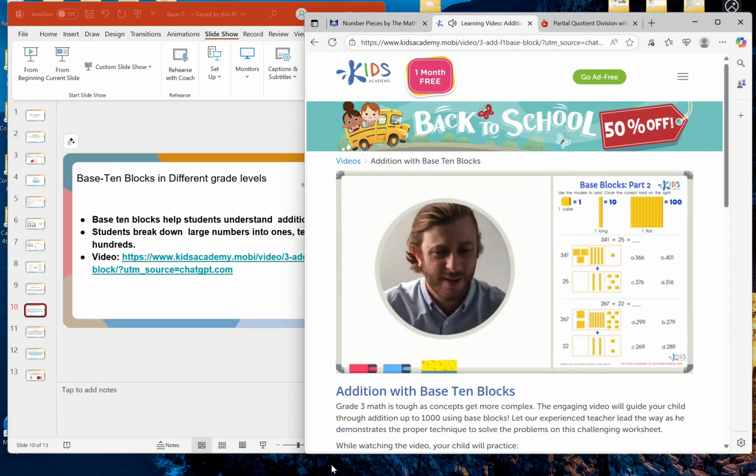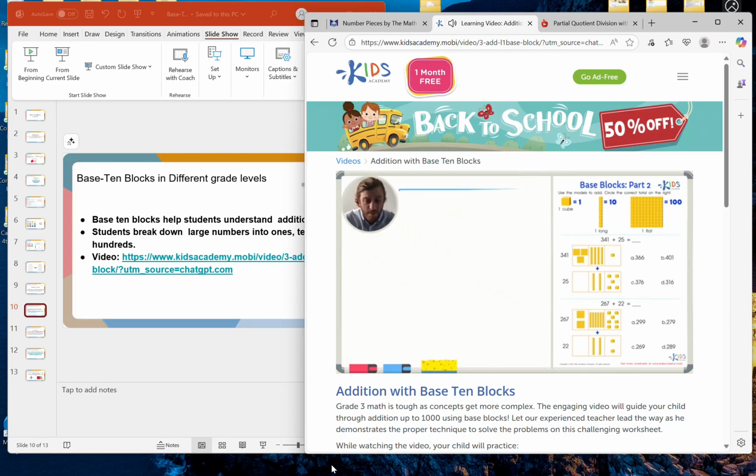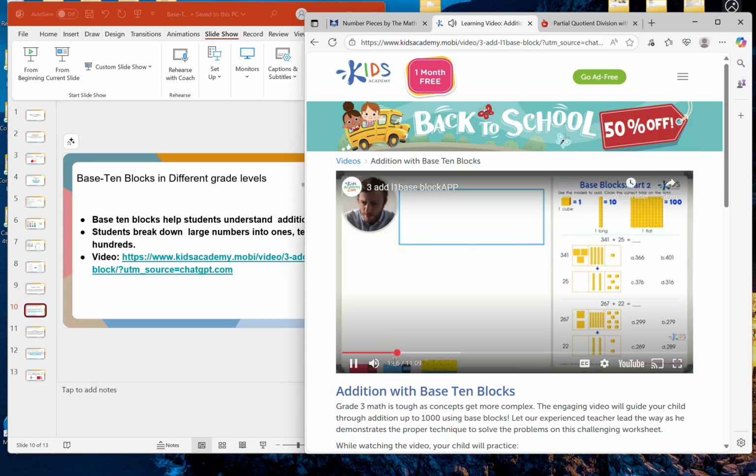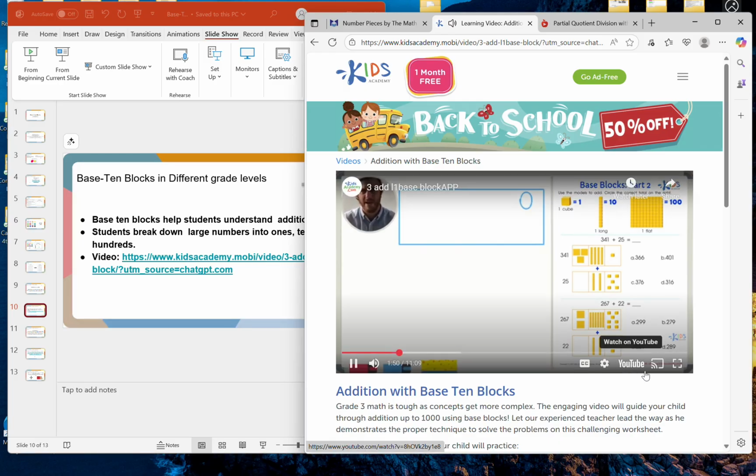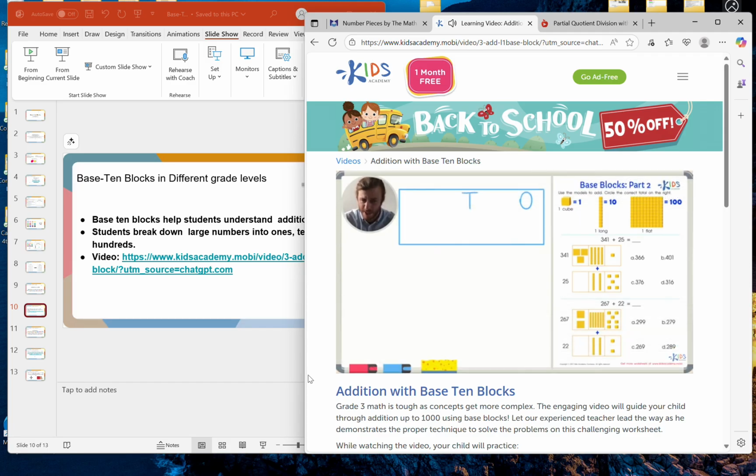Let's get started. First thing I like to do is make a place value chart. This is going to help me keep track of all the numbers I put together, and then we'll just be able to read the number for the right answer. First, let's make an O for the ones place, a T for the tens place, and an H for the hundreds place.